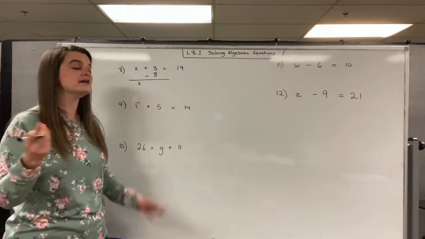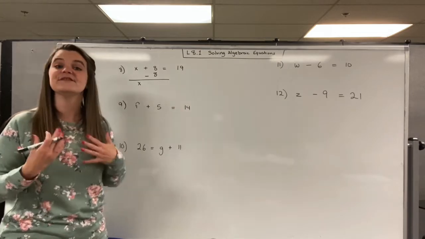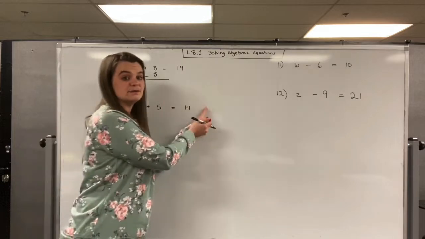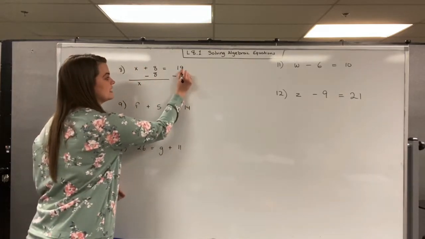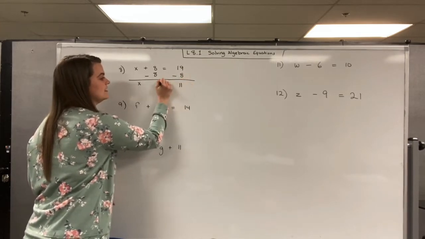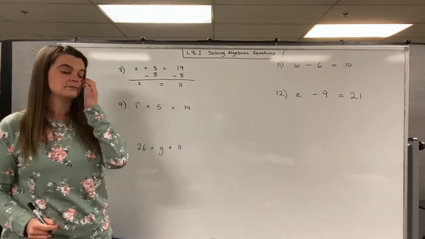We took 8 away from this side. So we also have to take 8 away from this side to follow our rule. If we do it on this side, we must also do it on this side. So we subtracted 8 over here. So we're going to subtract 8 over here. 19 minus 8 equals 11. And we are left with x equals 11.